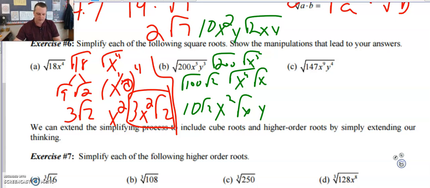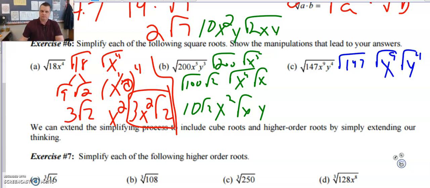So we have the square root of 147, the square root of x to the 9th, and the square root of y to the 4th. Now, 147. You want to find a perfect square that goes into 147. So, 147 divided by 4, does it work? No. 147 divided by 9, does it work? No. 16, 25. You keep going until you finally get the square root of 49 times the square root of 3. Square root of 49 is 7, root 3.